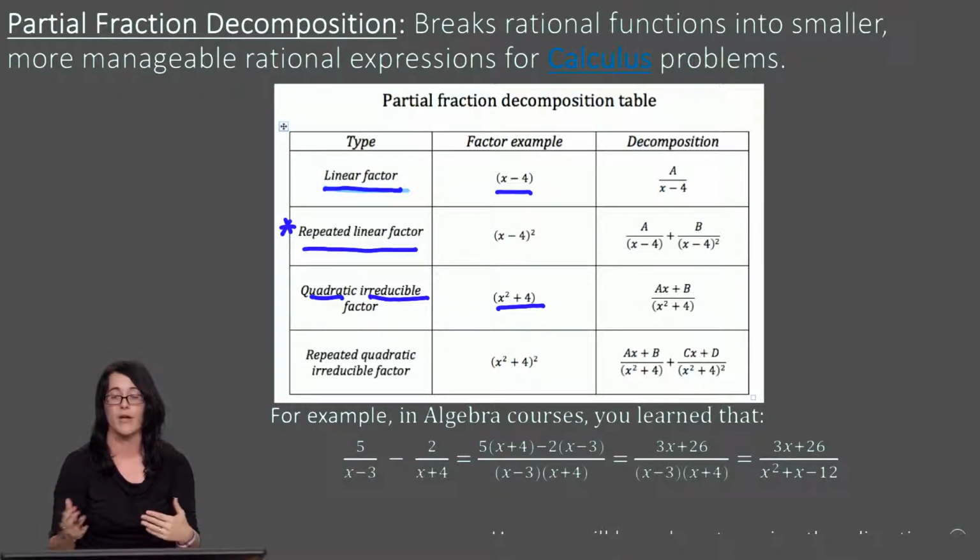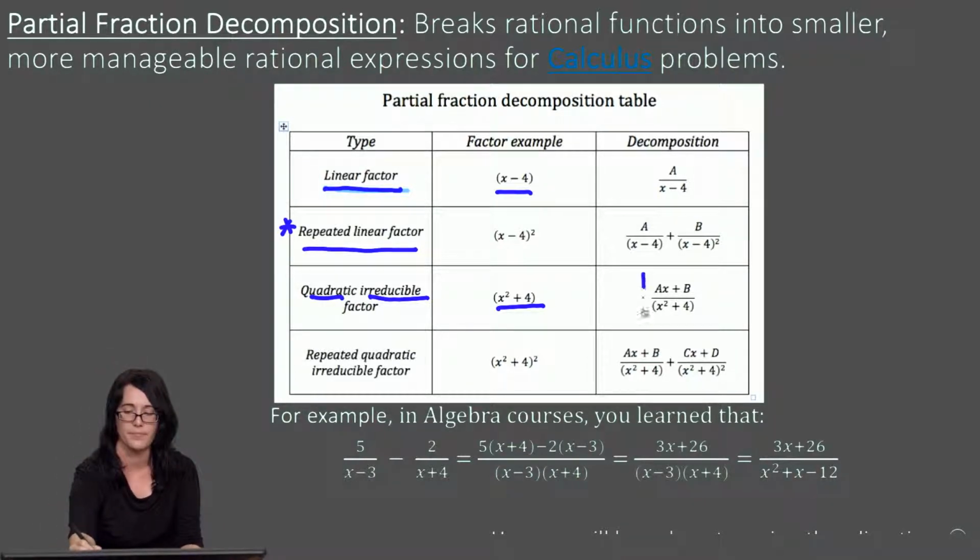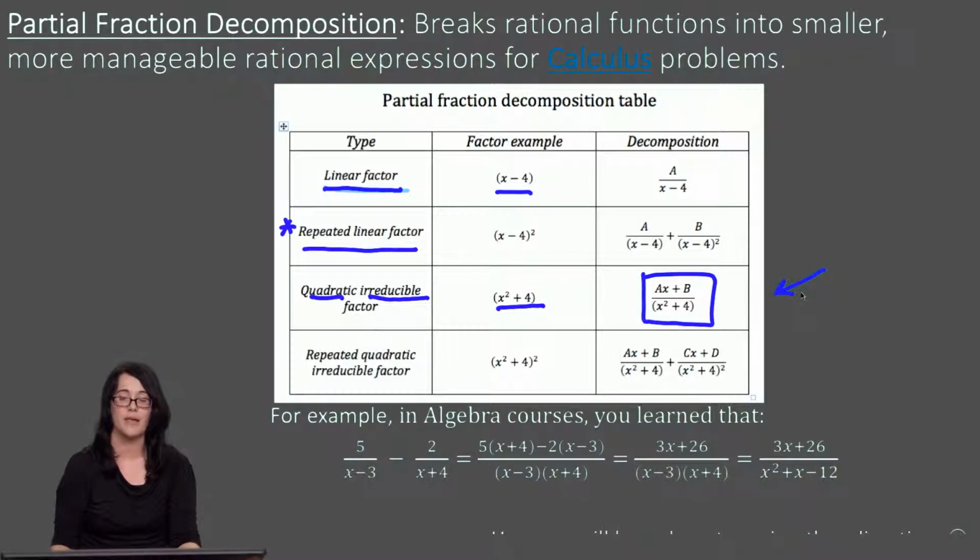Otherwise, if it's quadratic irreducible, check out the pattern here. This pattern's a little bit different than the rest of them so far. This time, in your denominator, you'll just have your quadratic irreducible factor, like x squared plus 4. But in your numerator, you're going to be 1 degree lower. So instead of a constant, which would have been degree 0, we need a linear factor of degree 1 on top.